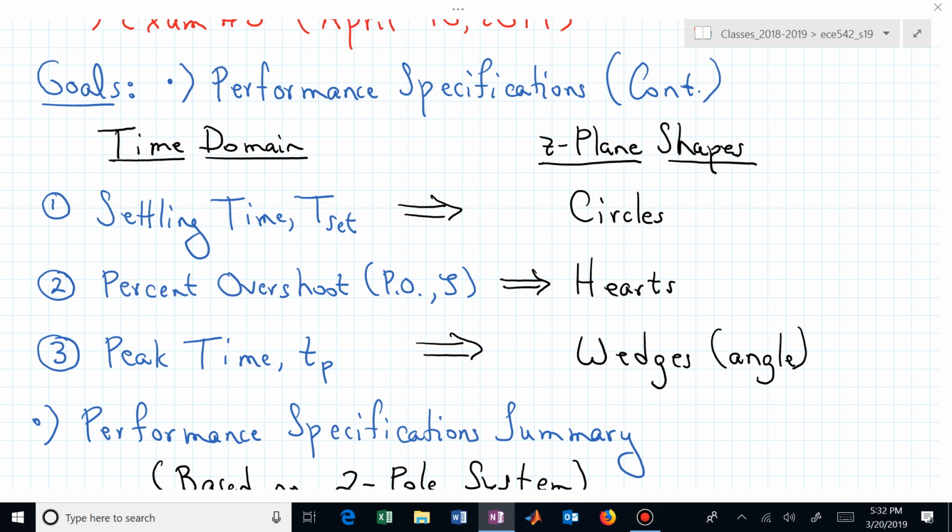Settling time, when you hear settling time, think concentric circles. And as you get smaller and smaller with those circles, what's your settling time doing? And these circles pertain to the distance your two dominant poles are away from the origin, the radius of those circles. As those circles collapse, what happens to your settling time?